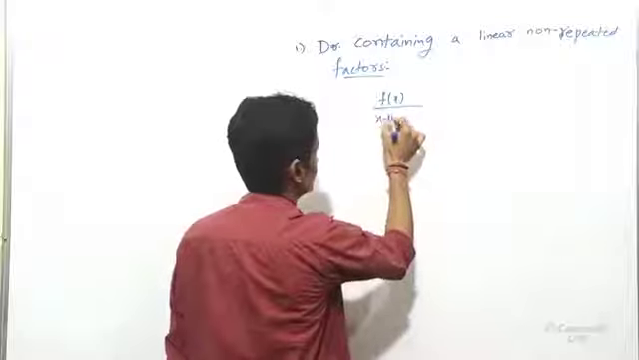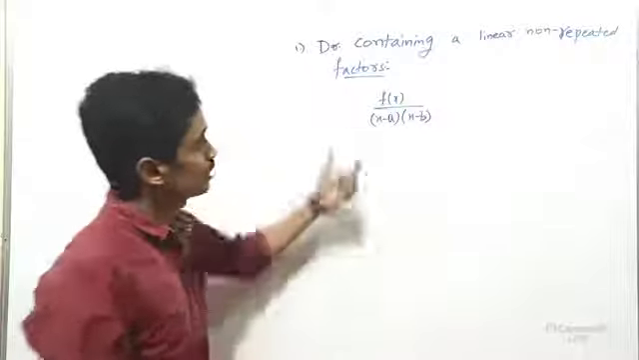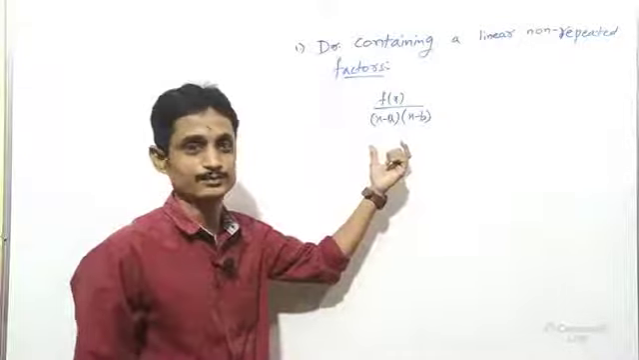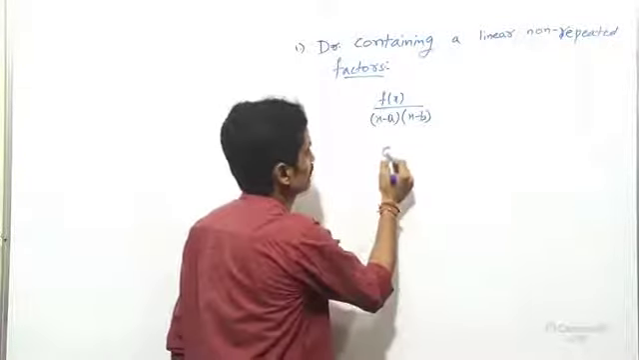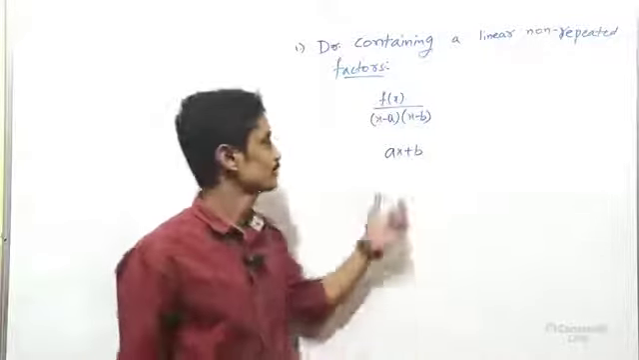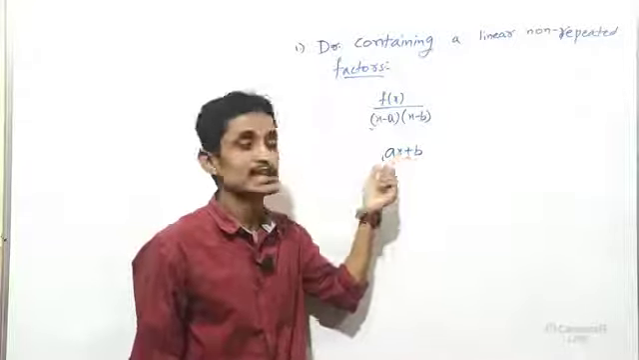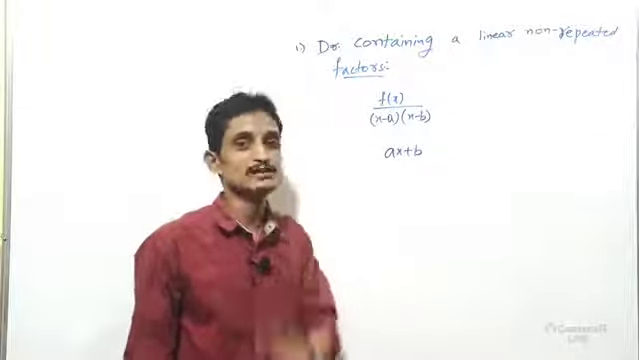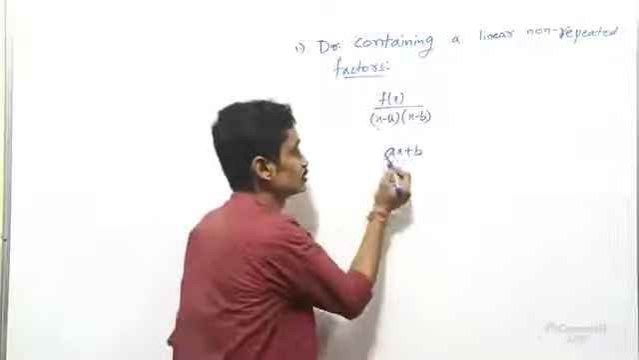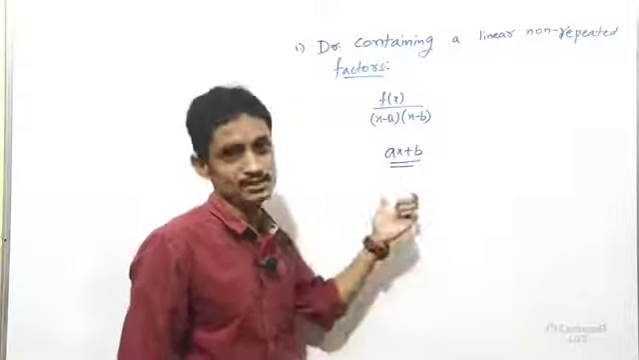write in the 2 factors, x minus a into x minus b. Look at the denominator, just focus, there are 2 factors we have. These 2 factors are of the form ax plus b. Everyone knows perfectly what is meant by a polynomial. Polynomials having degree 1 are called linear polynomials. So those linear polynomials only we have to consider as a linear factor.